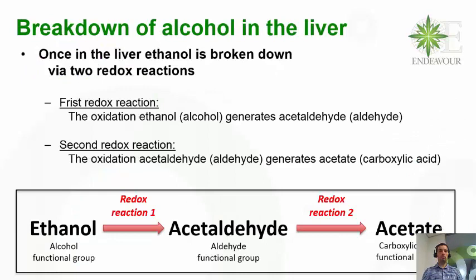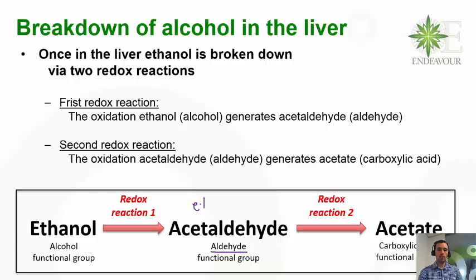Alright, so here is an overview of how ethanol is actually broken down. We've got these two separate redox reactions. You can see a summary in the table down the bottom here. Starting off with ethanol that contains the alcohol functional group, the first redox reaction will cause a functional group change, and we then have a compound called acetaldehyde. And as its name suggests, it actually now has the aldehyde functional group.